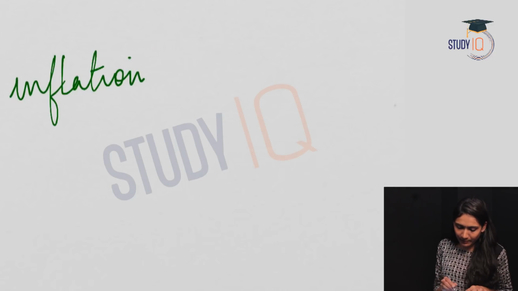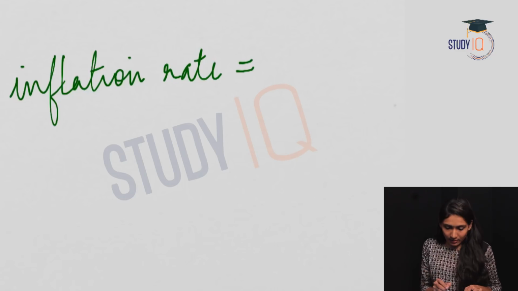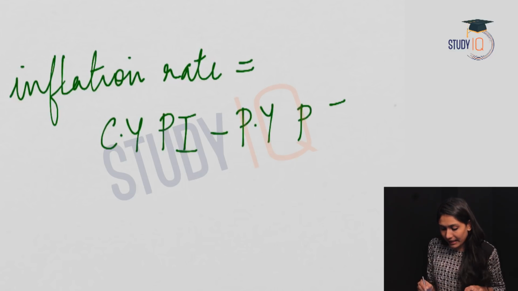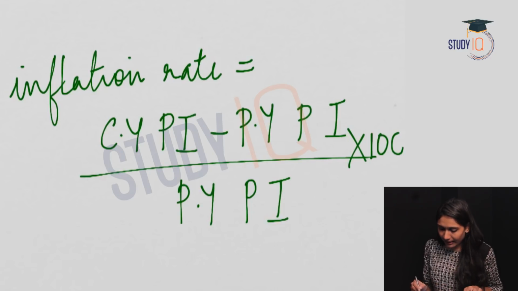From this price index, how will we calculate the inflation rate? Let us see. The inflation rate is calculated from this index. Inflation rate equals the current year price index minus the previous year price index, divided by the previous year price index, into 100.